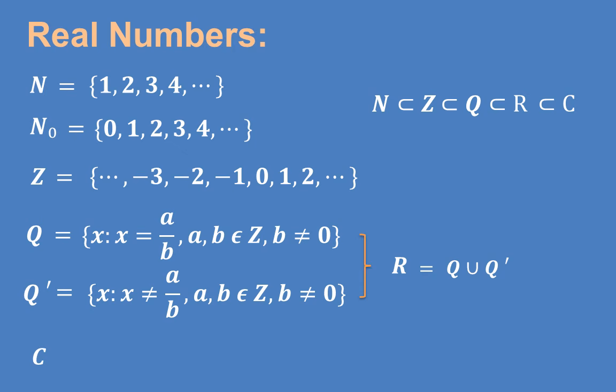The set of complex numbers can be represented as follows. For any two real numbers x and y, the complex number is expressed in the form x plus iy, where i is the imaginary unit, equal to the square root of -1. There are two fundamental algebraic operations on the set of real numbers R: addition and multiplication.